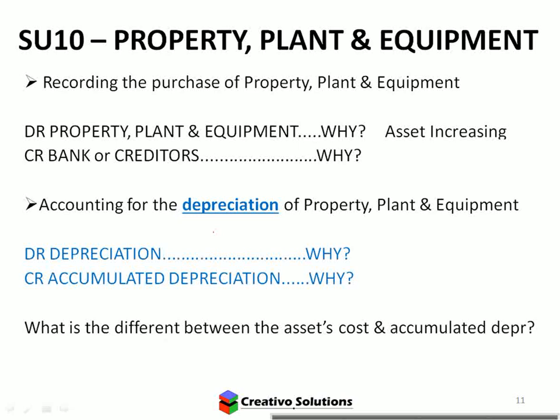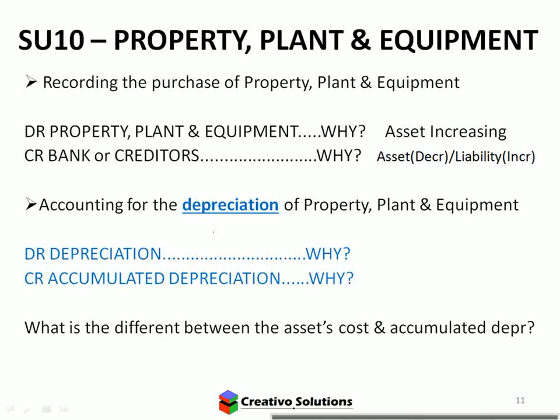Okay, bit of revision. If I'm crediting bank, I'm reducing the asset because I'm paying for the property, plant, and equipment. So I can buy assets using cash, or I can buy assets using liabilities. If I buy and I use a liability, I'm going to credit the creditors because I'm going to owe someone. Does that make sense?